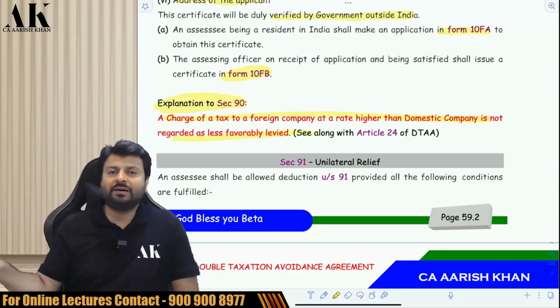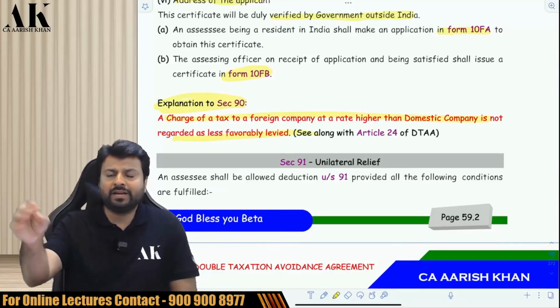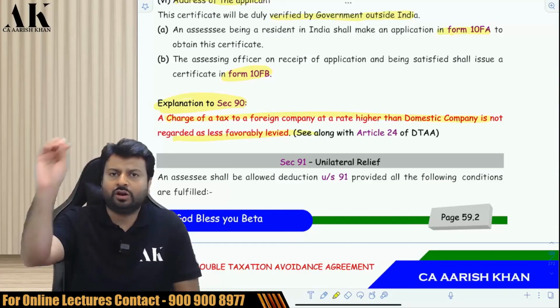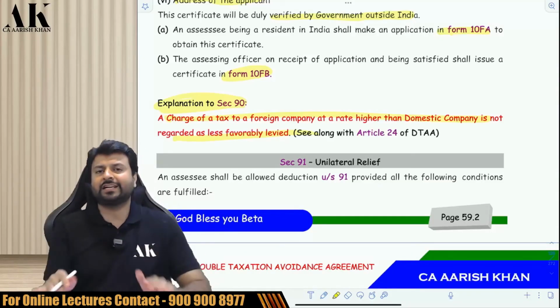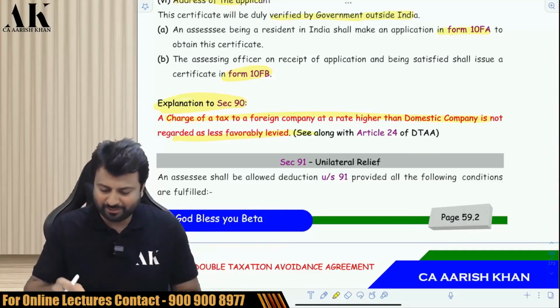Charging a foreign company at 40% and a domestic company at 25% and 30% tax rate is not considered discrimination in the eyes of the law. It is not considered to be less favorable. It is considered to be equally favorable. Don't worry about it. Check it, please.